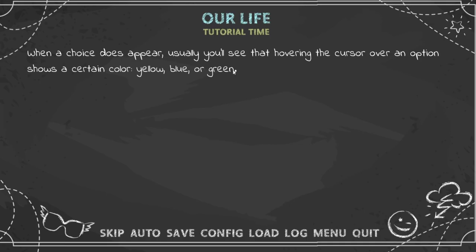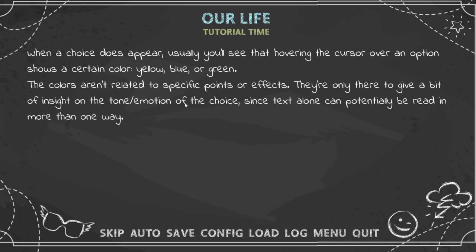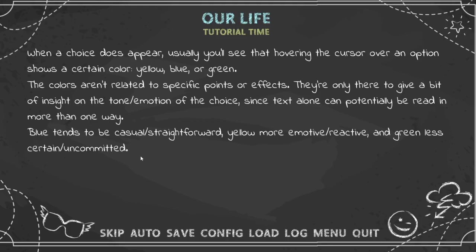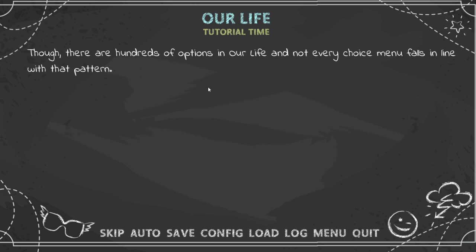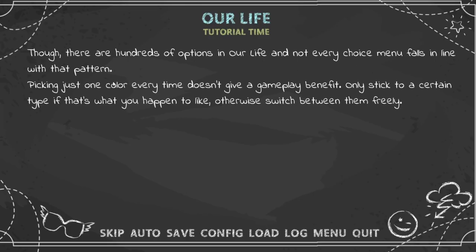When a choice does appear, you'll see that hovering the cursor over an option shows a certain color: yellow, blue, or green. The colors aren't related to specific points or effects. They're only there to give a bit of insight on the tone or emotion of the choice, since text alone can potentially be read in more than one way. Blue tends to be casual, straightforward, yellow more emotive and reactive, and green less certain, uncommitted. Though there are hundreds of options in Our Life, and not every choice menu falls in line with that pattern.